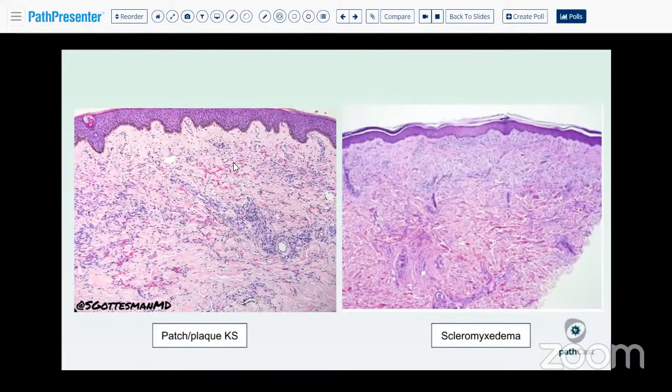I should mention, I specifically chose for our self-assessment here a case of patch plaque KS that was not very bloody. So here in this gorgeous photo from Sylvia Gottesman's Twitter is a case more easily recognizable because of the hemorrhage that's there. But a lot of times in patch plaque KS, it might be more subtle than that. I really like this image because it gives that busy dermis vibe. But just keep in mind that some of these entities you might consider when you're looking at a patch plaque KS that's not bloody.